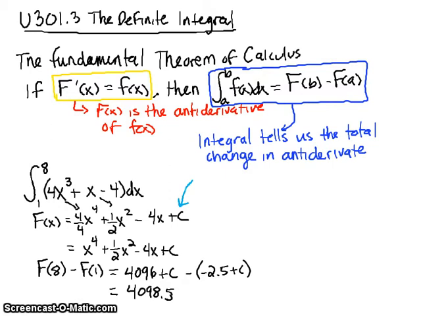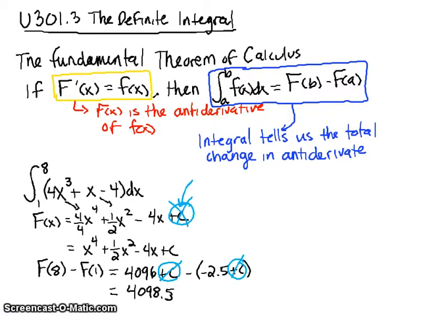Every single time you take an antiderivative, you have this plus c, which means when you do F of b, you're going to have a plus c, and when you do F of a, you're going to have a minus c. Those are going to cancel out 100% of the time. So if we're finding a definite integral, we don't actually have to put our plus c when we find capital F.